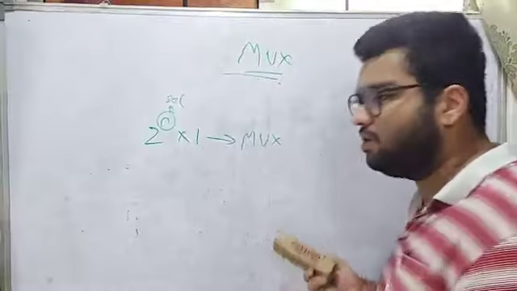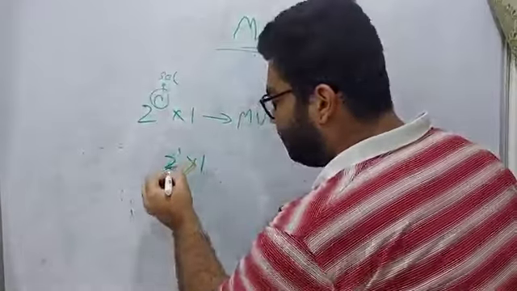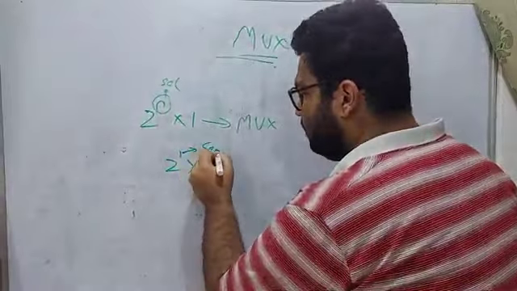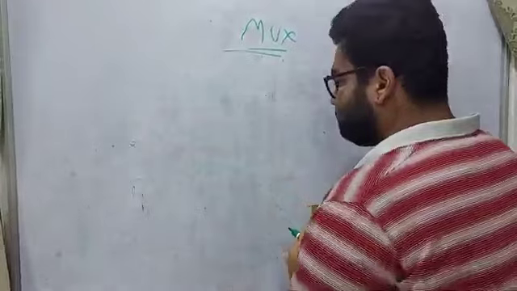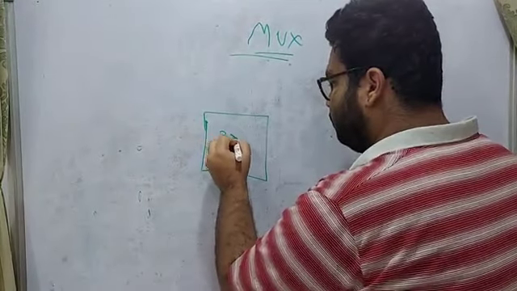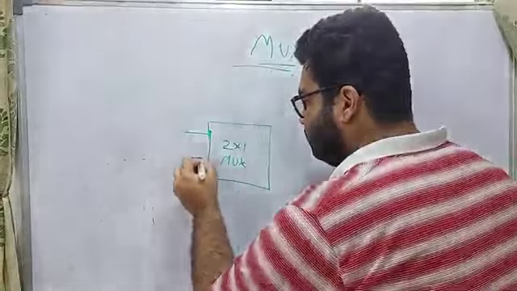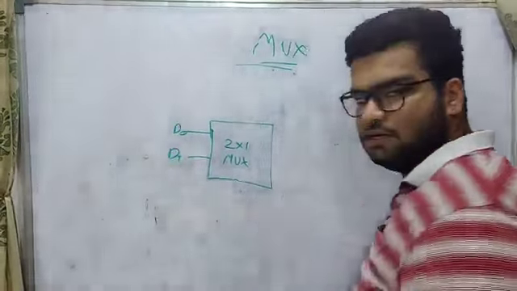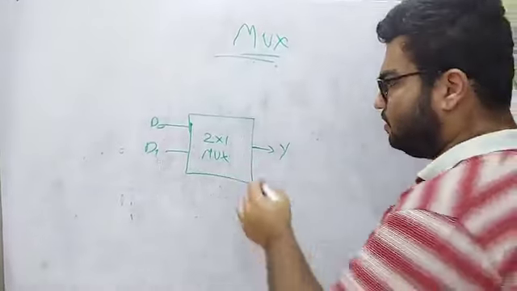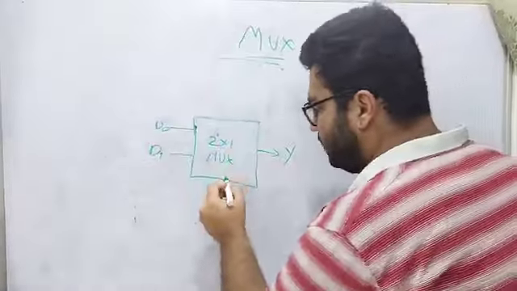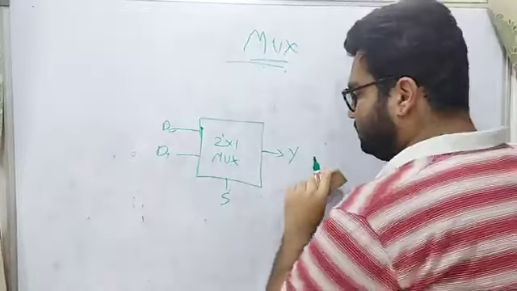For example, now I am going to discuss the 2 cross 1 MUX. As you can see, 2 power 1 is 2, that is, we are going to require only one select line. So the block diagram for the 2 cross 1 multiplexer would be: a 2 cross 1 MUX. As I told you earlier, there are two inputs, which I am naming D0 and D1, that is data 0 bit and data 1 bit. I am representing the output as Y. 2 power 1, that is one select line. So there is one select line. This is the basic block diagram of a multiplexer.